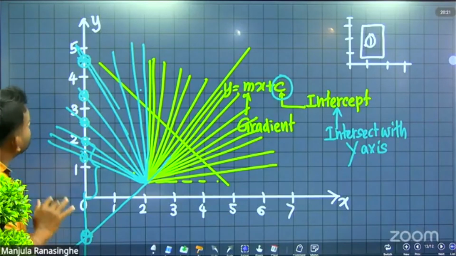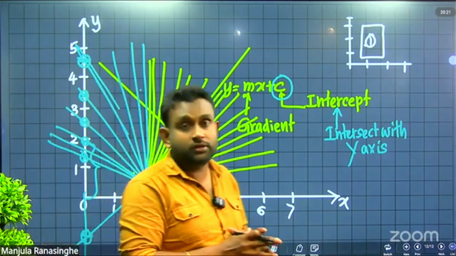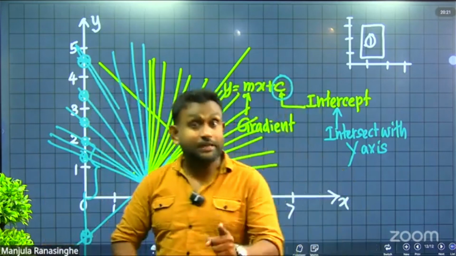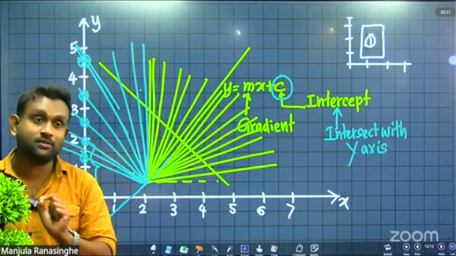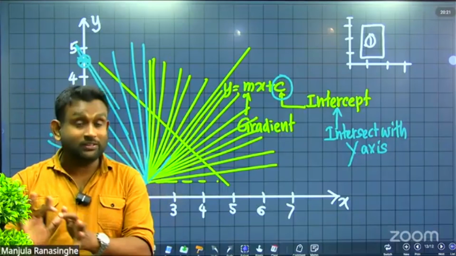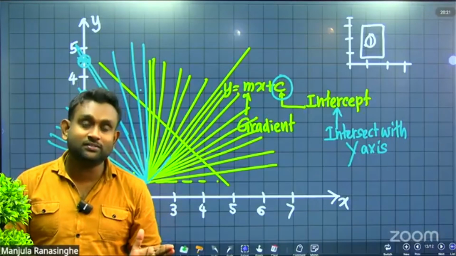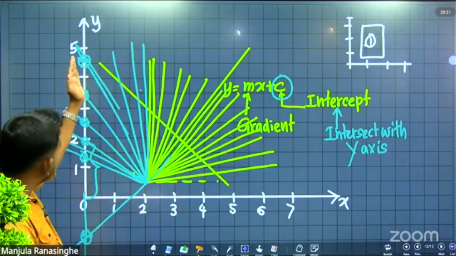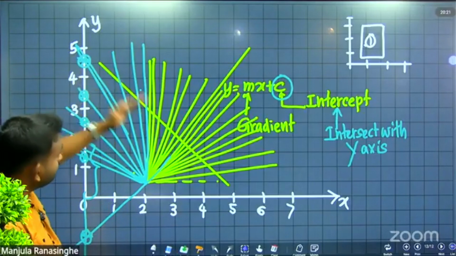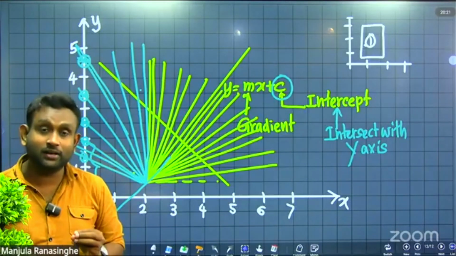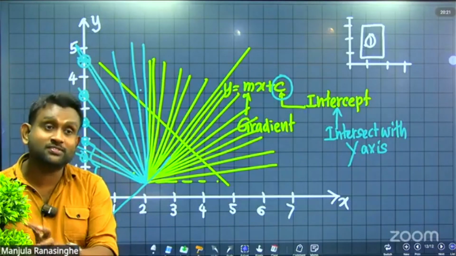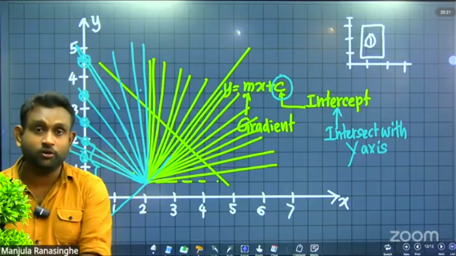Now, intercept means what? By looking at the graph, where the graph intersects the y-axis. If you do maths further, we actually have the x-intercept and the y-intercept. Why? The y-axis intersects the graph, as well as the x-axis intersects the graph. But intercept means the y-axis intersect point. Understood?